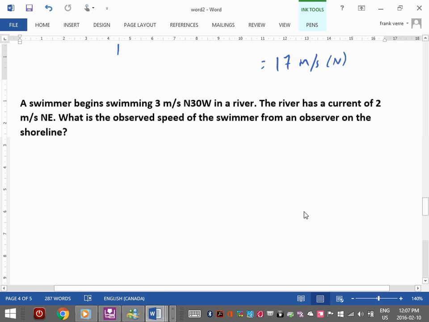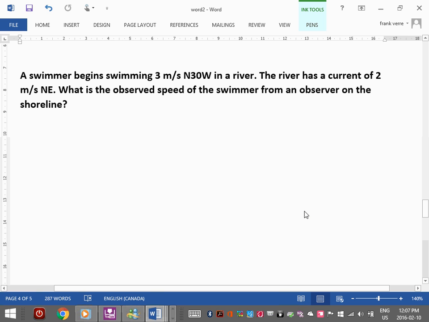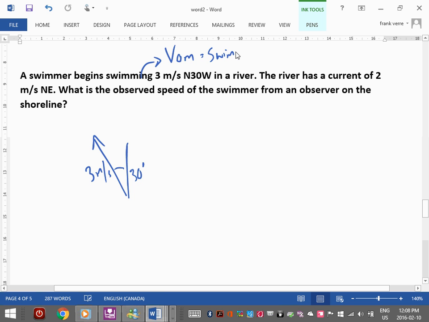So here we have a swimmer who begins to swim. Speed of the swimmer is 3 meters per second, north, 30 degrees west in the river. So imagine we have a swimmer going north. So north, 30 degrees west. So we'll make that 30 degrees. And the speed of the swimmer is 3 meters per second. Now, this would be the object in the medium. This is the swimmer in the water. Okay?